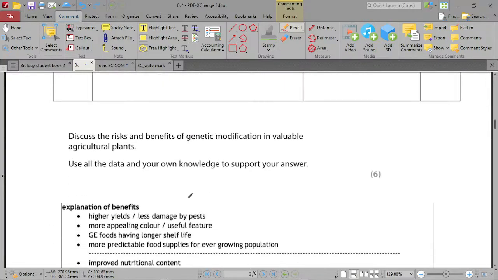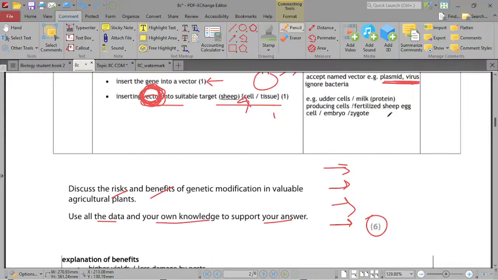Discuss the risks and benefits of GMO in valuable agricultural plants. Use all the data and knowledge to support your answer. I could see this coming in the test, but you're supposed to just use all the data points that you know. So the risks and the benefits. This is quite a straightforward question. I do wanna try this.